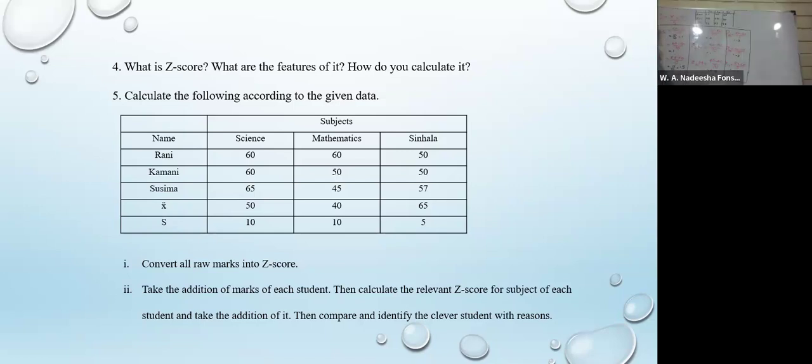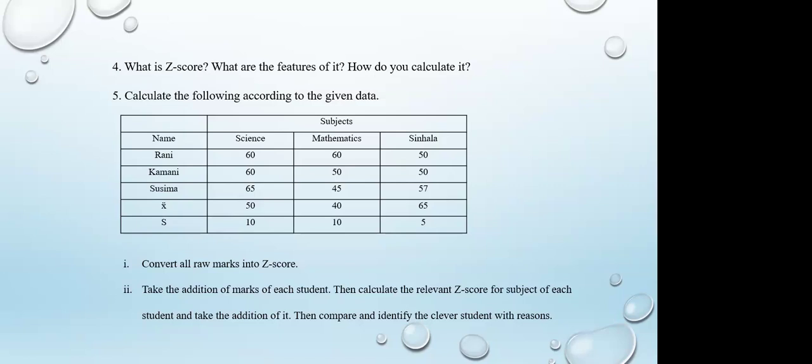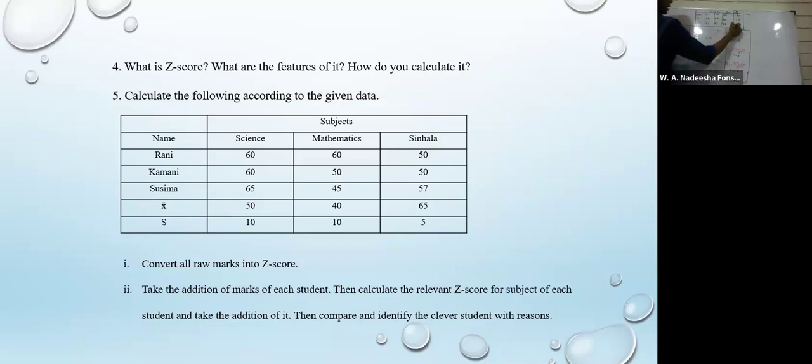So then we have to add the raw marks first. Total raw marks: 60, 60, 50, that is 170. Then 65, 45 and 57, that is 167. Those are the raw marks.